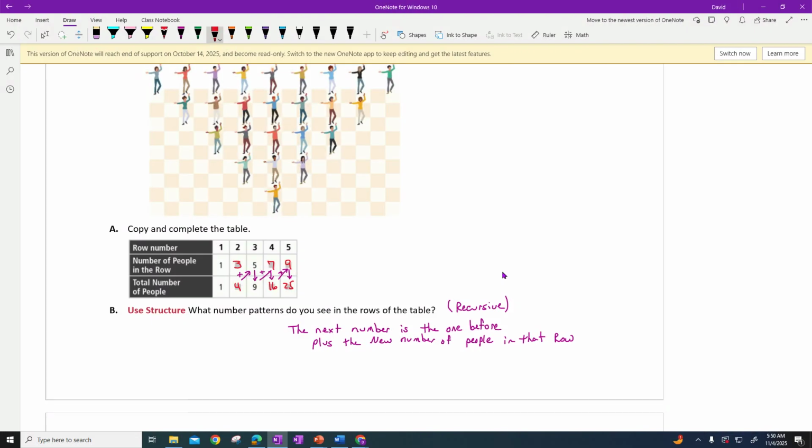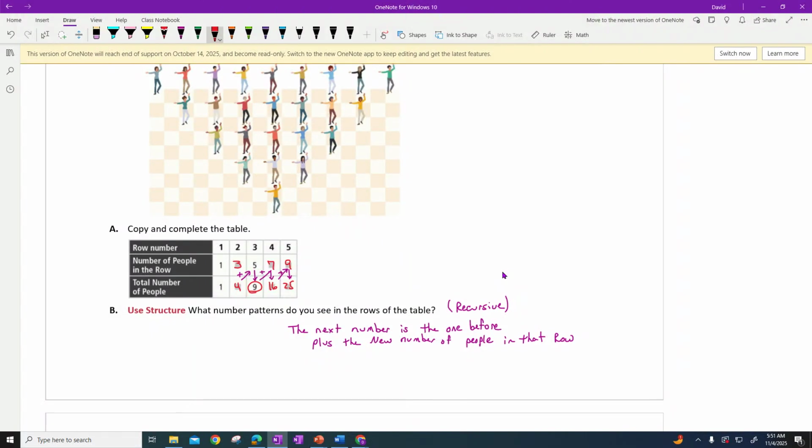So now I have 4 people. The next row had 5 people in it, so I had 4 to begin with, and I added 5 more to it. Boom. Now I have 9 total. So this is what we start to call the recursive formula. Hey, take the previous number, and then how many did you go up? You went up by 7. So 9 plus 7 is the next number, 16.